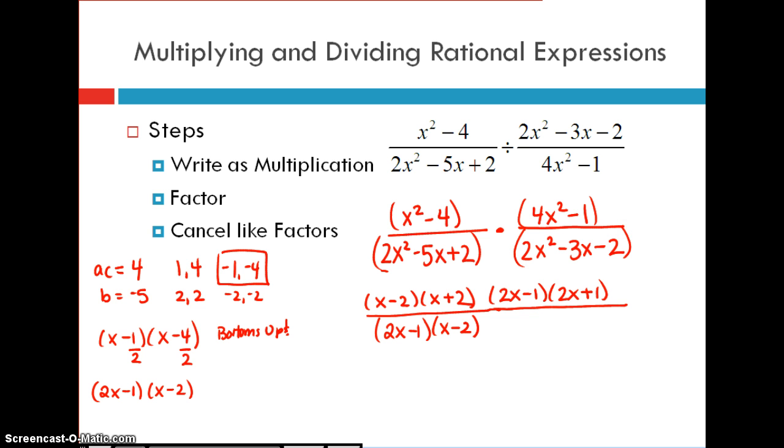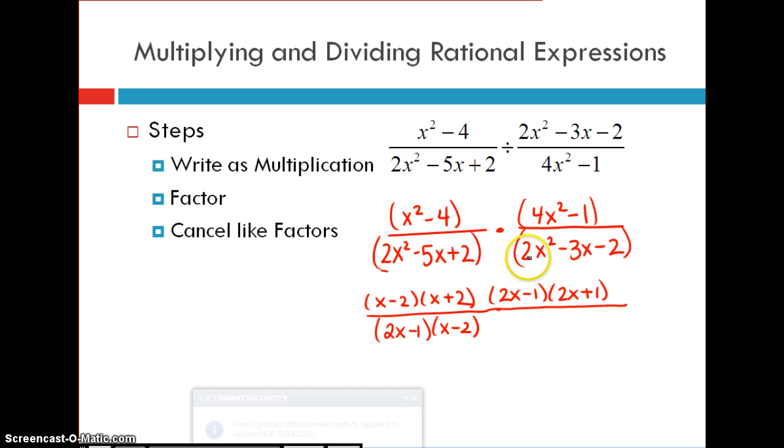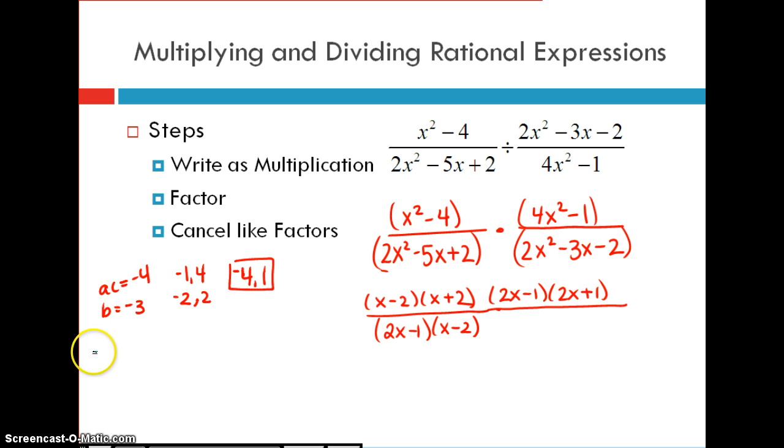I'm going to have to use the AC method again. So AC, a negative 4. B is a negative 3. So I'm going to write out my factors of 4 again. But this time it has to be negative, so I either have to have a negative 1 or I'd have to have a negative 4 or negative 2. And the only one that works would be this one. So I would have, again, x minus 4, x plus 1.